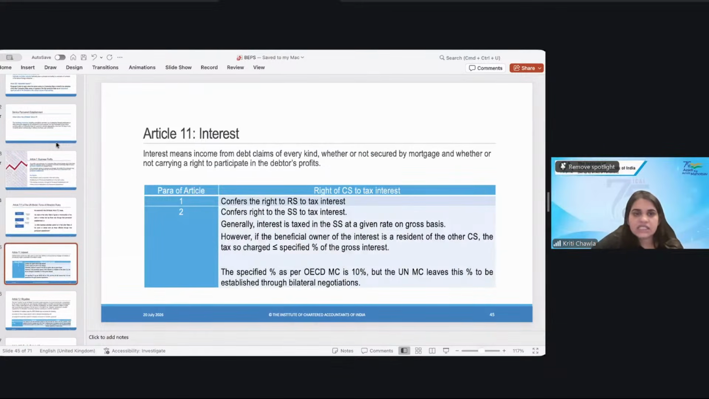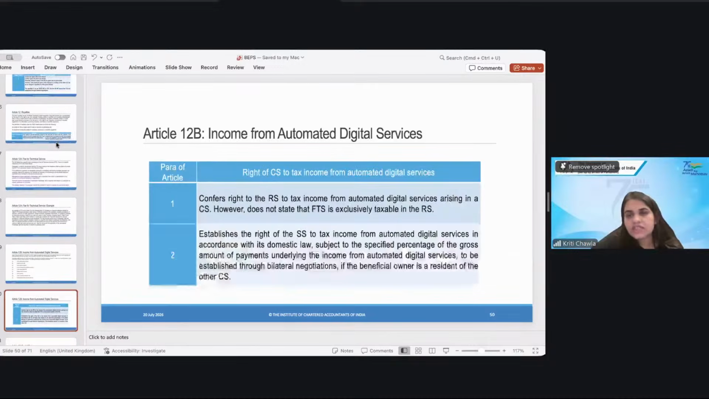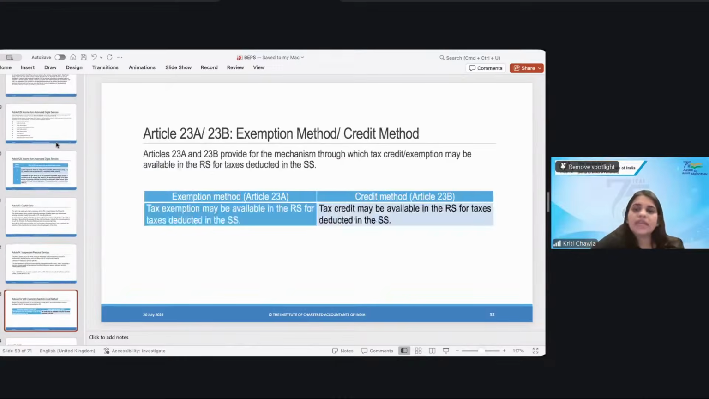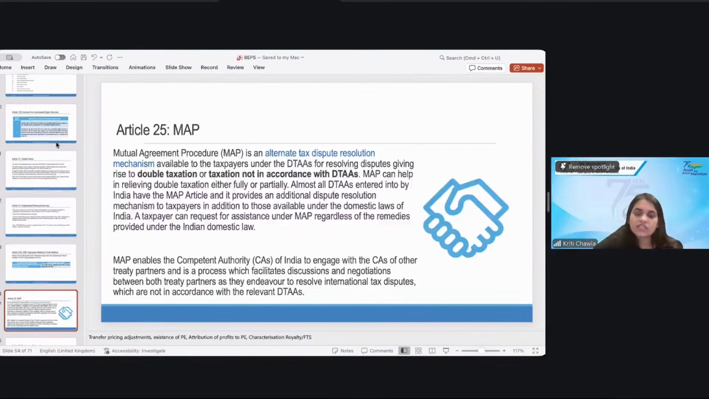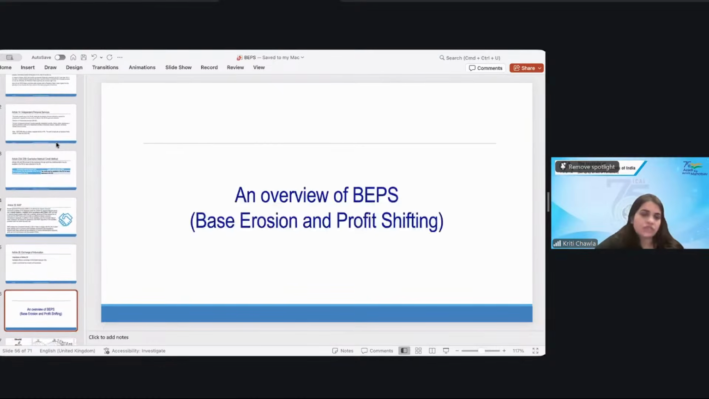Then we were discussing these articles on interest, royalties, FTS, automated digital services, very specific to the UN, capital gains, IPS, independent personal services. We were discussing the exemption and credit method under Article 23, and then MAP, the alternate dispute resolution mechanism under Article 25, which is MAP, and exchange of information.